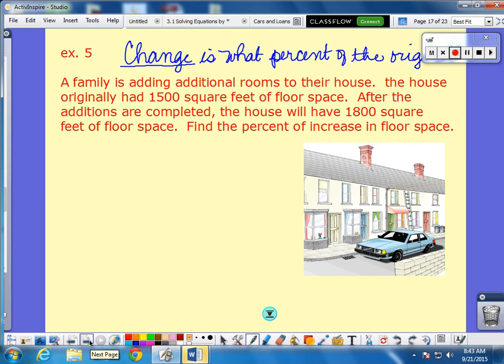All right. Have you ever lived in a house where they were adding on to it? They were taking stuff out and building new rooms. That's so much fun, isn't it?